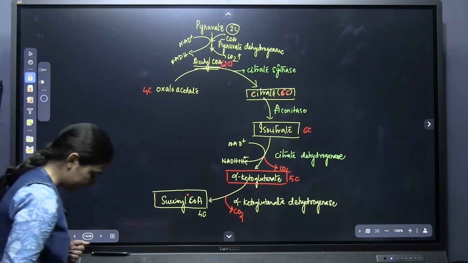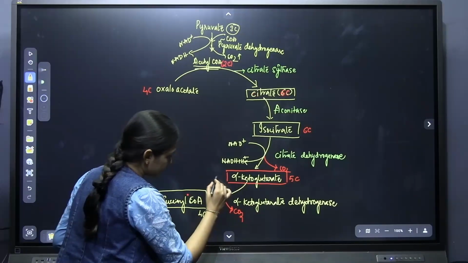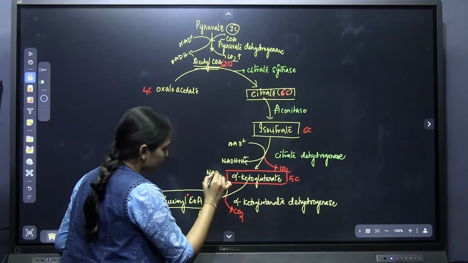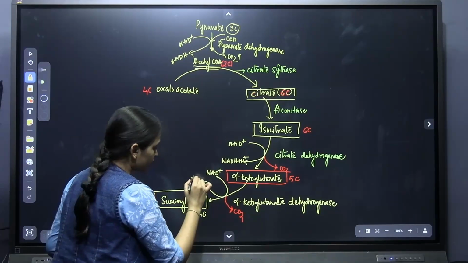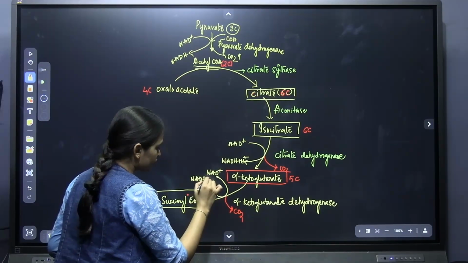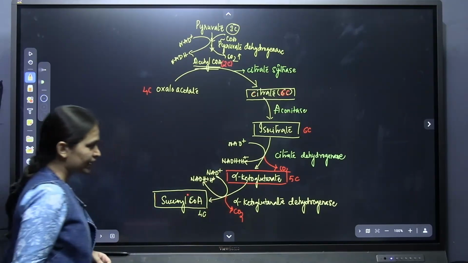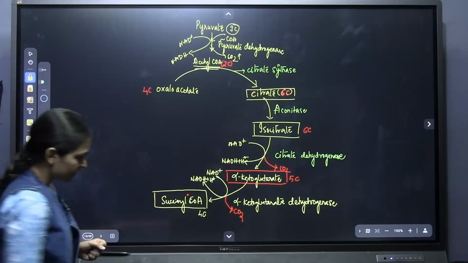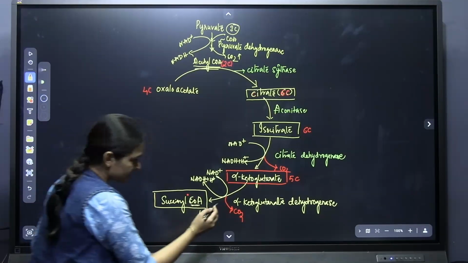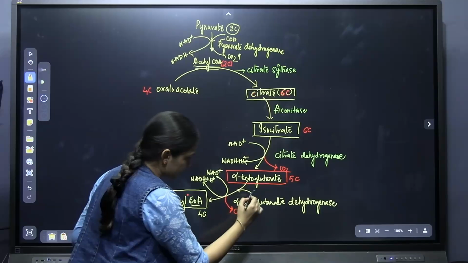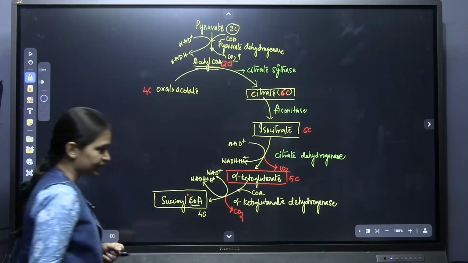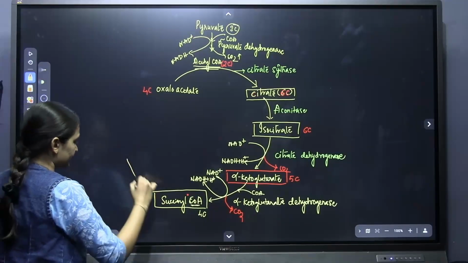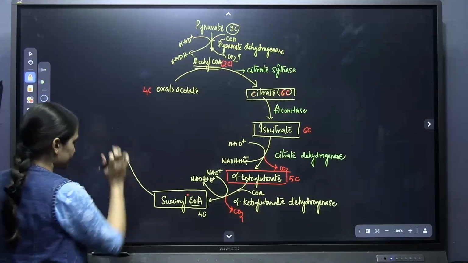Yes. And in this reaction again, one molecule of NAD plus is converted to NADH plus H plus. Understood? If CoA is here, then there is an addition of CoA into the cycle. Not much of a significance for now.